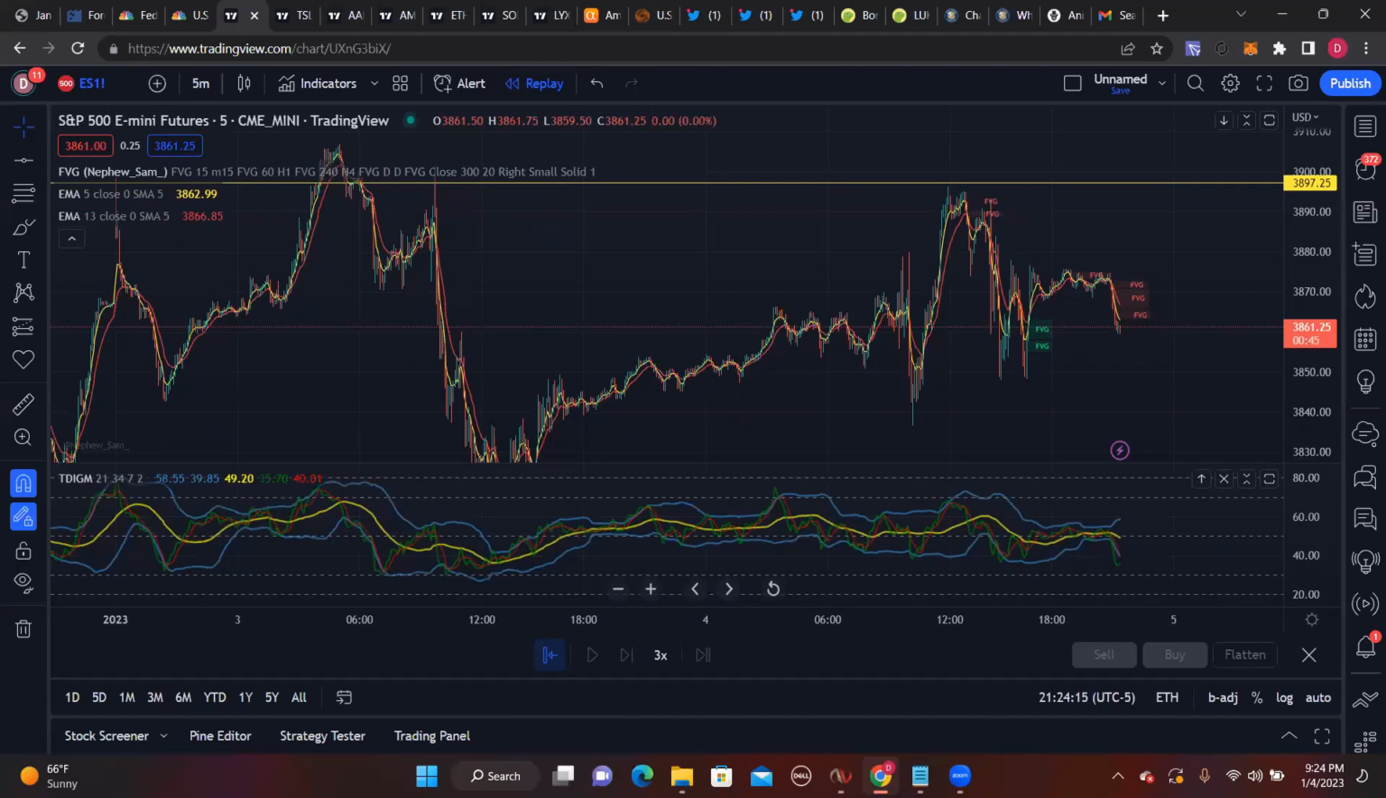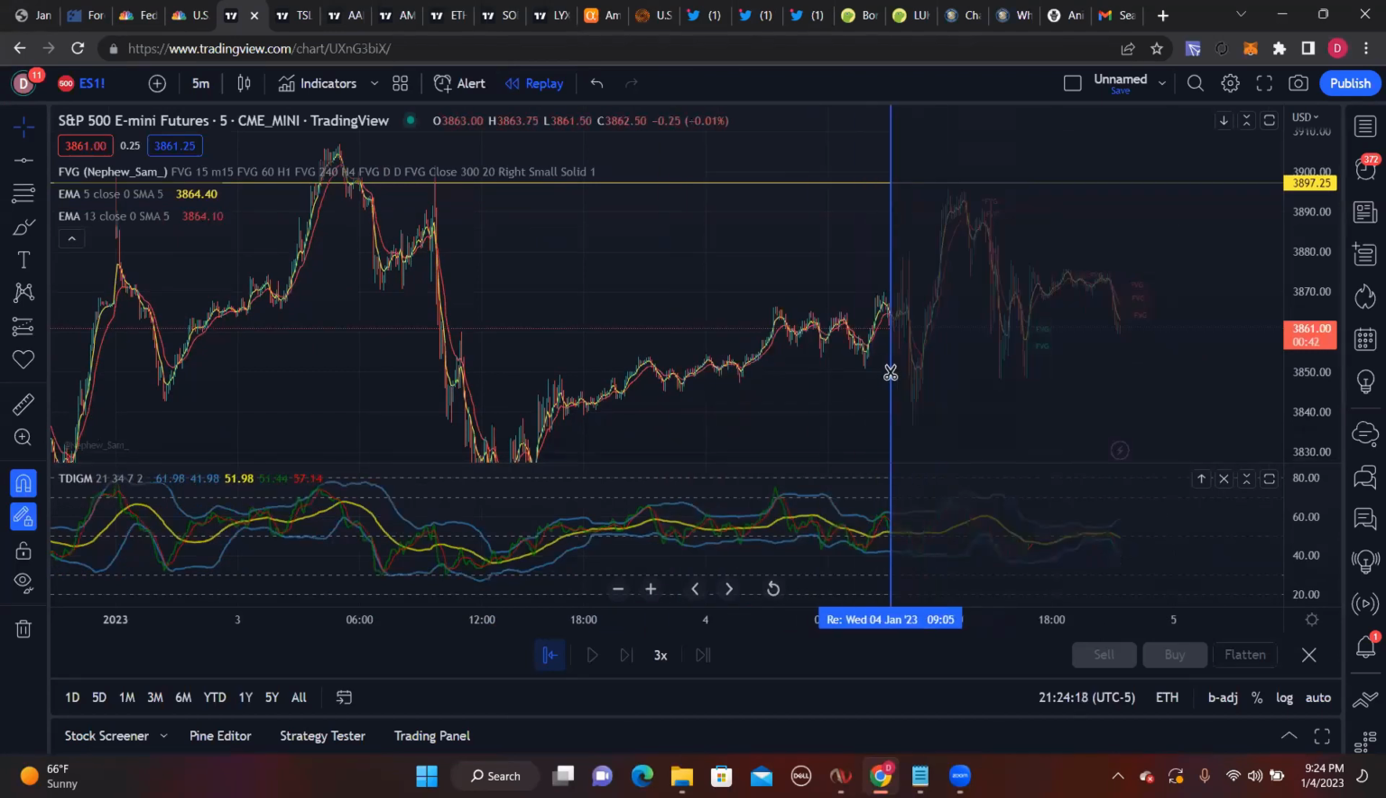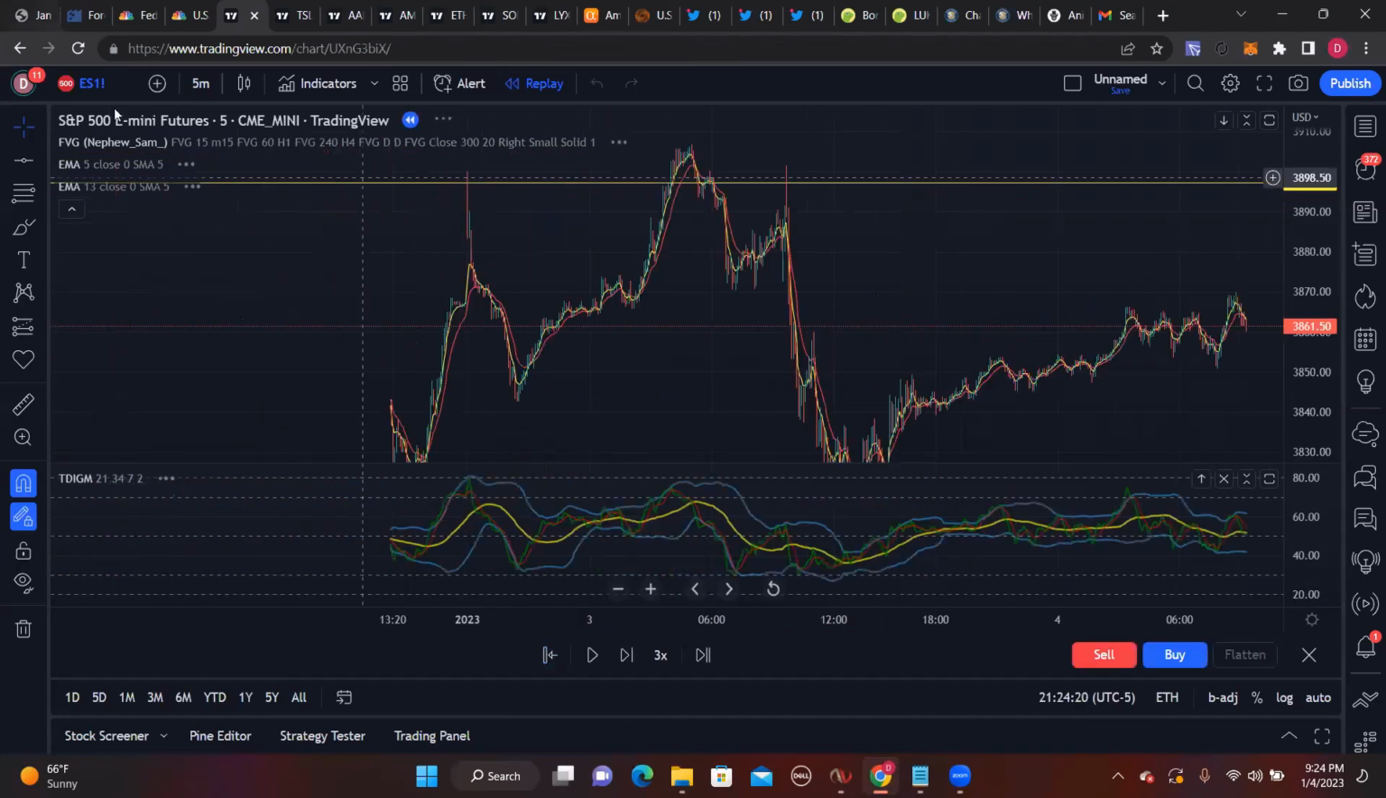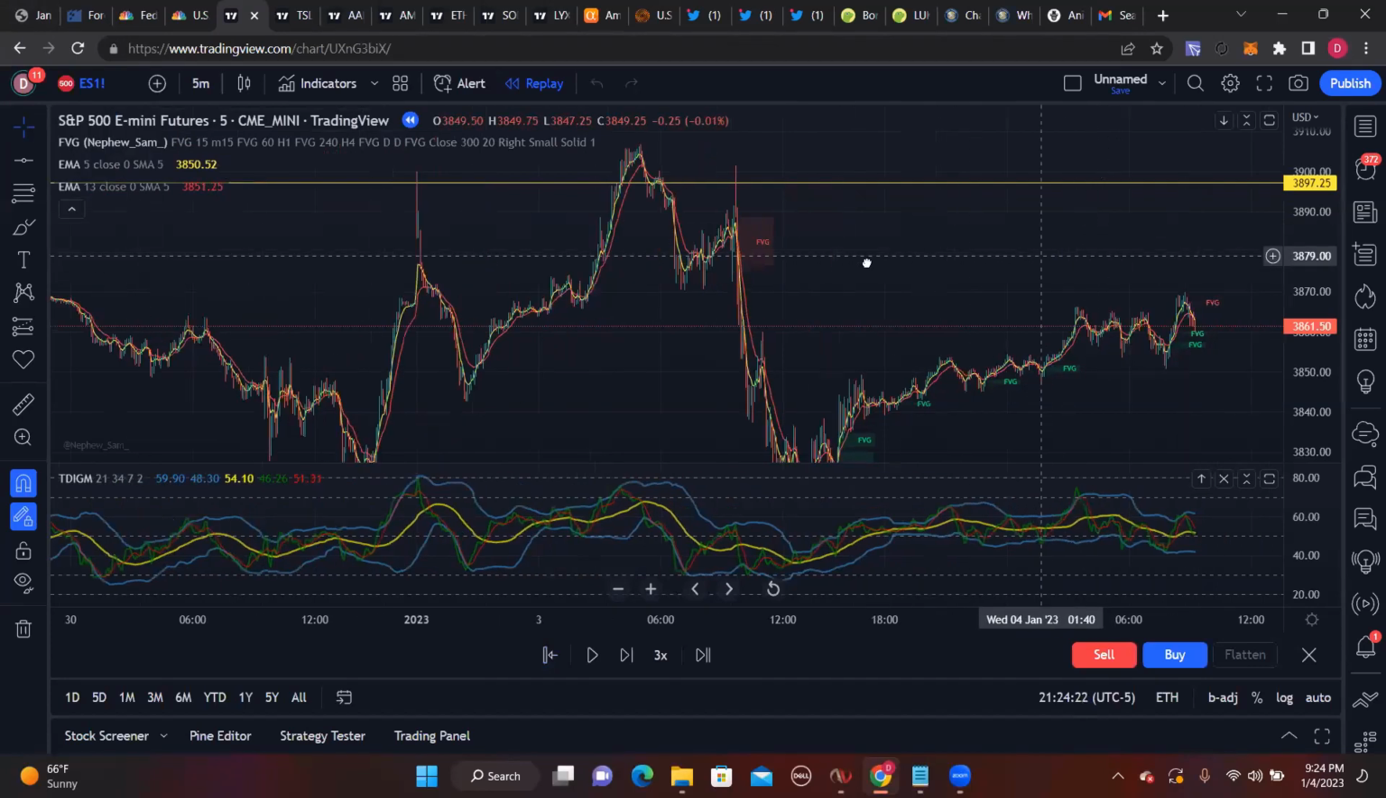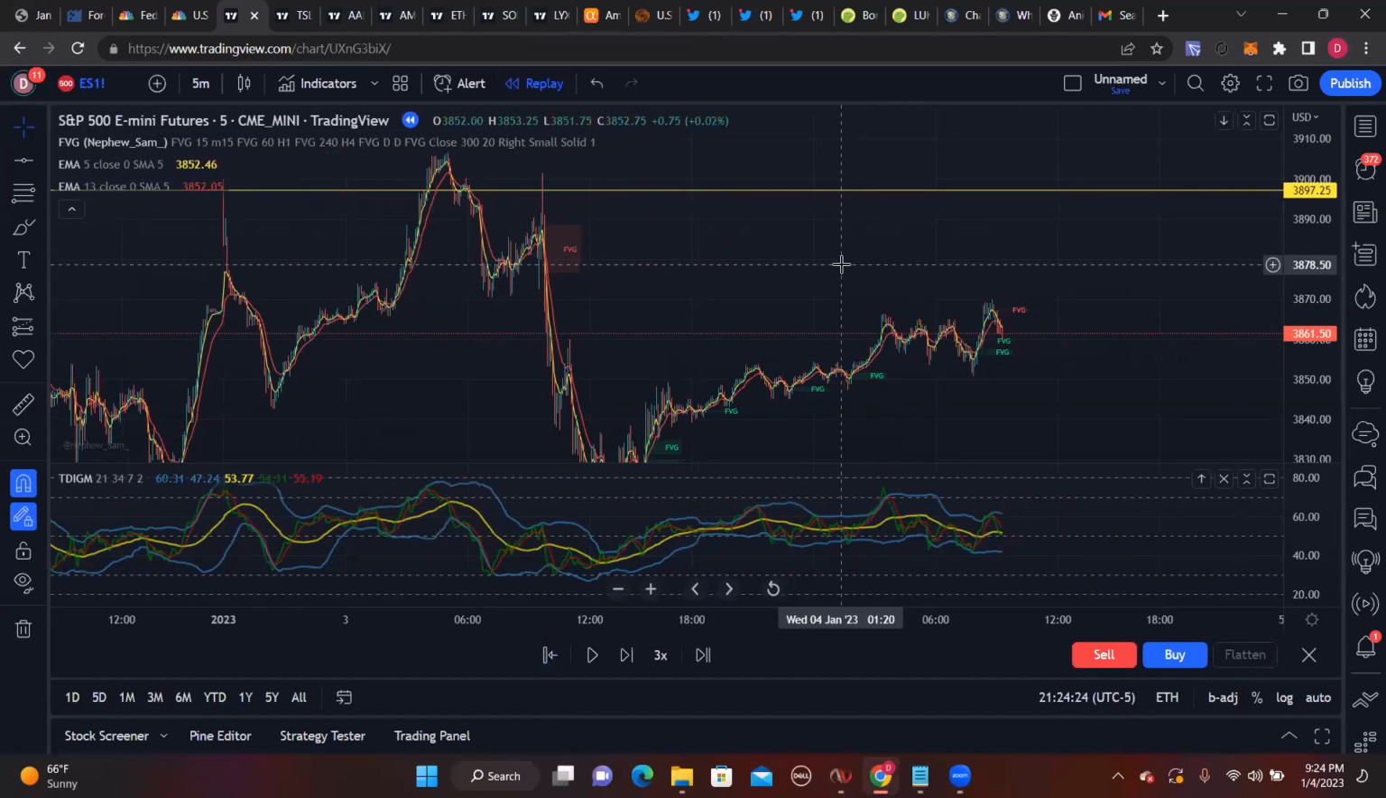I'll go to bar replay, go back to before the market open. And I just want to go through my strategy, how I'm trading the futures. A lot of it is based on the FVG, but also the floor and ceiling as well. But I just want to go through the mindset process when I come to my desk every morning. What am I looking for?